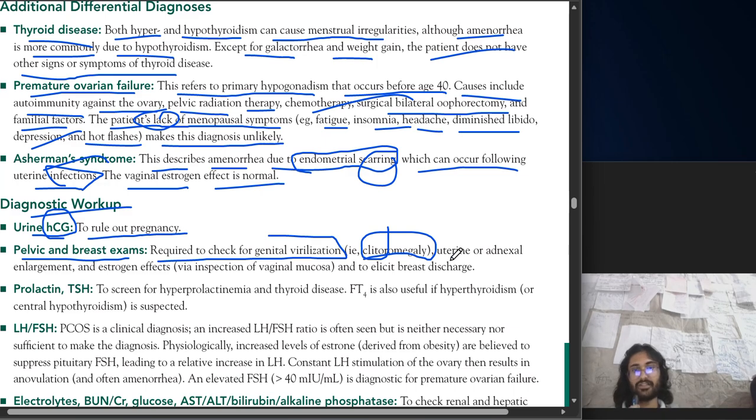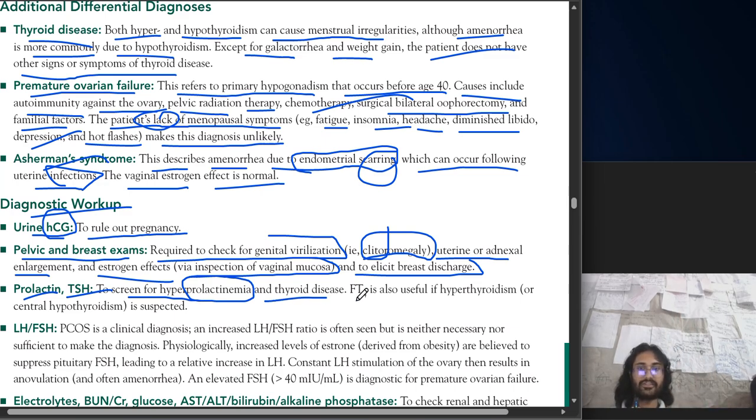genital virilization, uterine or adnexal enlargement, estrogen effects. Via inspection of vaginal mucosa, we can say that maybe estrogen is acting, and we elicit breast discharge. So we are doing two exams, pelvic and breast exams. Why are we doing them? To check these things. Prolactin and TSH levels we can check, to screen for hyperprolactinemia, break this word, high prolactinemia, and thyroid disease.